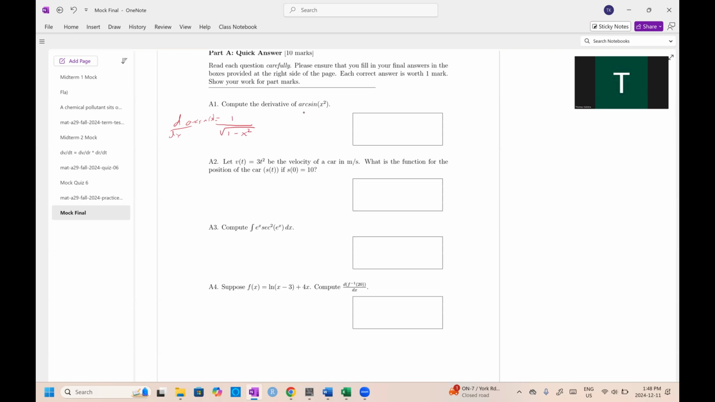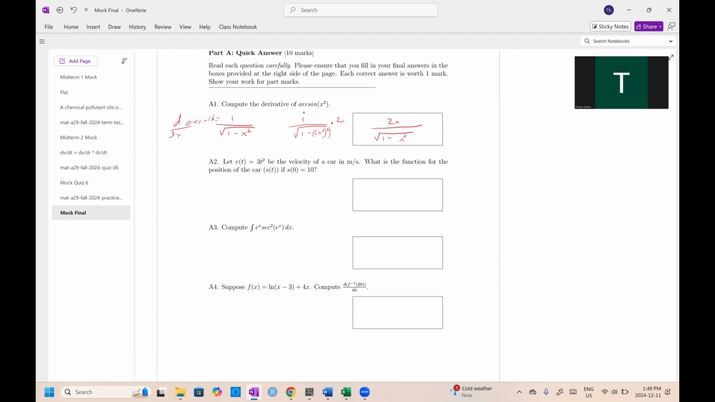Because it's x squared, the derivative of arc sine of x squared is going to be 1 over root 1 minus x squared times 2x, or 2x over the square root of 1 minus x to the 4. That is our answer.